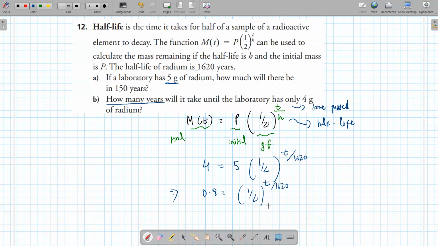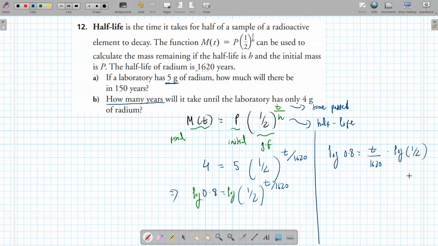Now what do we do? We need to bring the T down. And you can only bring it down on this step. In the previous step, you couldn't have because there was a 5 in the front. But now you can. How do we bring the T over 1620 down? You do logs on both sides. So log on the left, log on the right. And then that gives us log of 0.8 equals T divided by 1620 times log of 1/2.